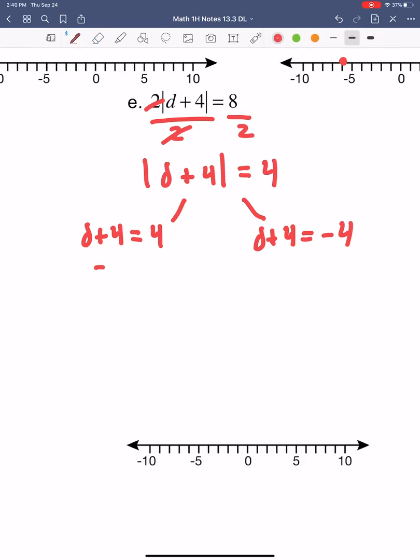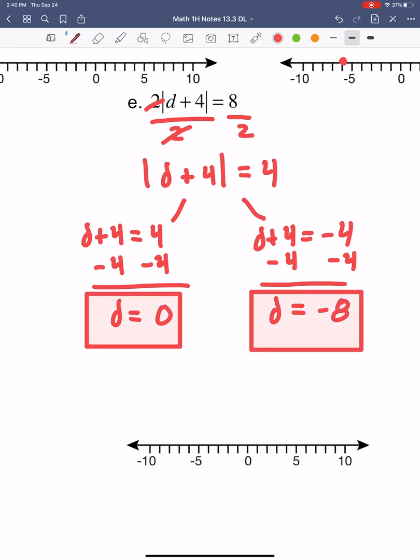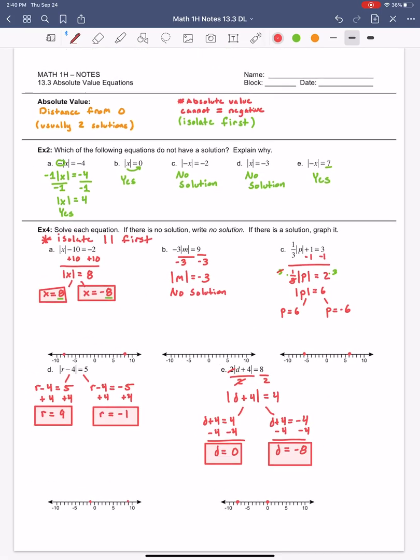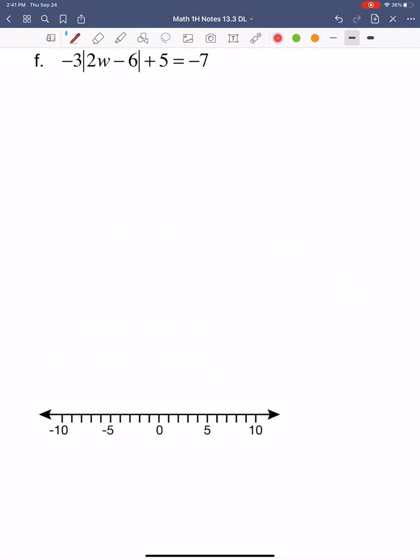So I'm going to start by subtracting 4 here, and I get D equals 0, and subtracting 4 on the other side, I get D equals -8, and I've got my two solutions there. D equals 0, and D equals -8, and I can put those onto the graph here at 0 and -8. Okay. Moving to the next page here. Same idea, just a little bit more complex with the equations that they have.